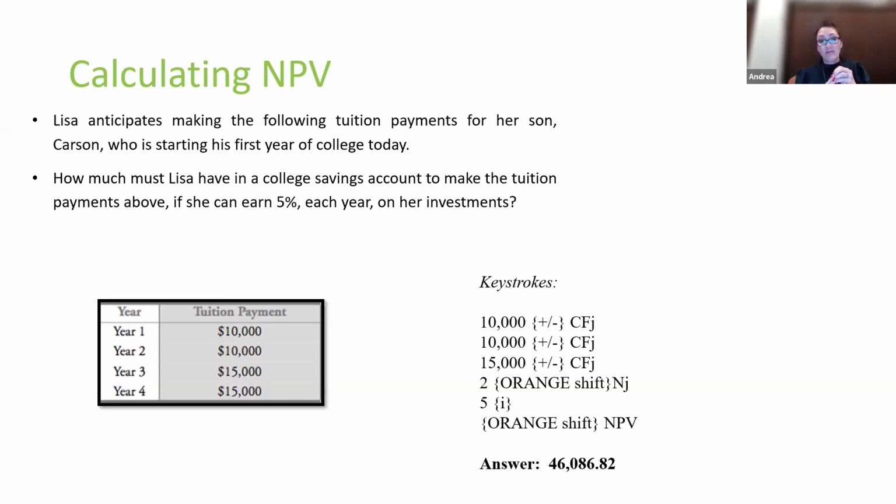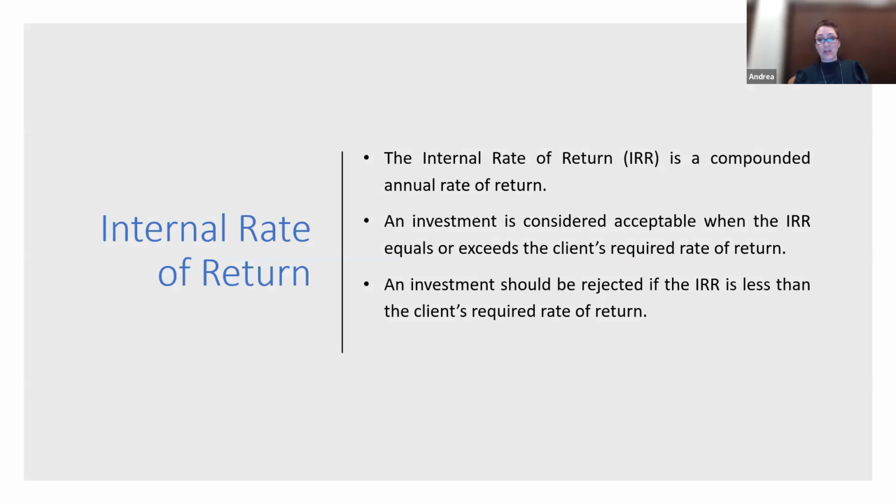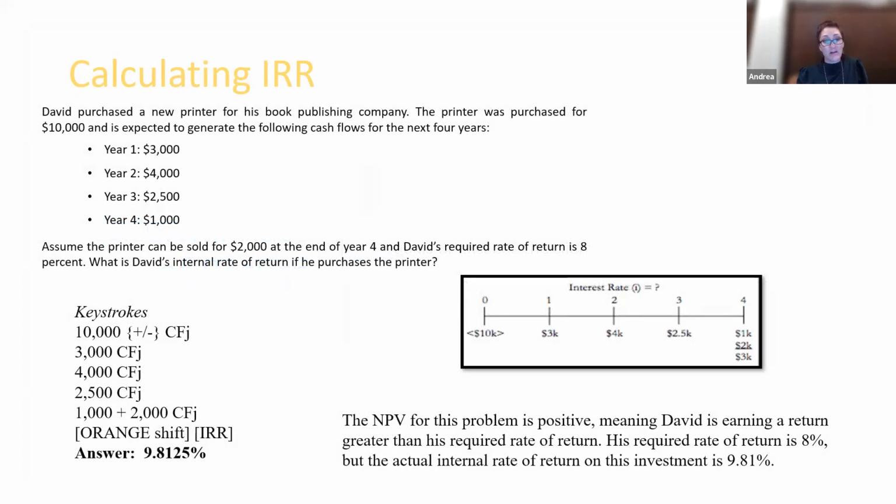Okay, so that's how you solve for net present value. All right, so now we're going to move on to internal rate of return. Again, an investment is going to be considered acceptable if the IRR equals or exceeds the required rate of return that the client has, and it should be rejected if it's less. So let's look at an example here.